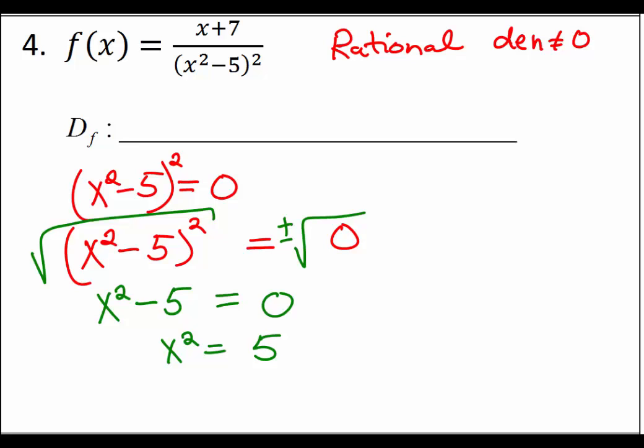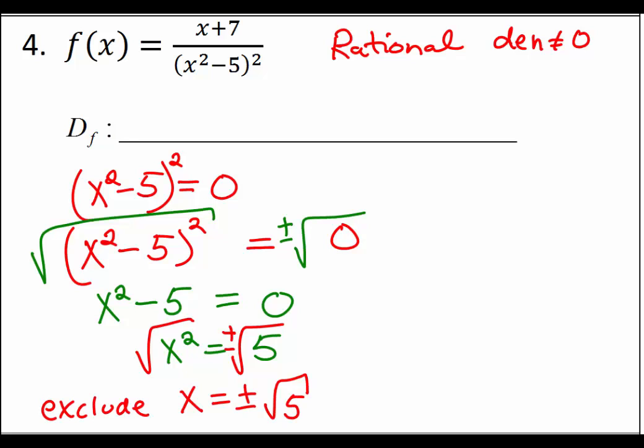And then once again, we're going to take the square root of both sides to get rid of x squared. We just want x. And when we take the square root of both sides, we include plus or minus. So the values that we want to exclude from the real number line would be plus and minus square root of 5.